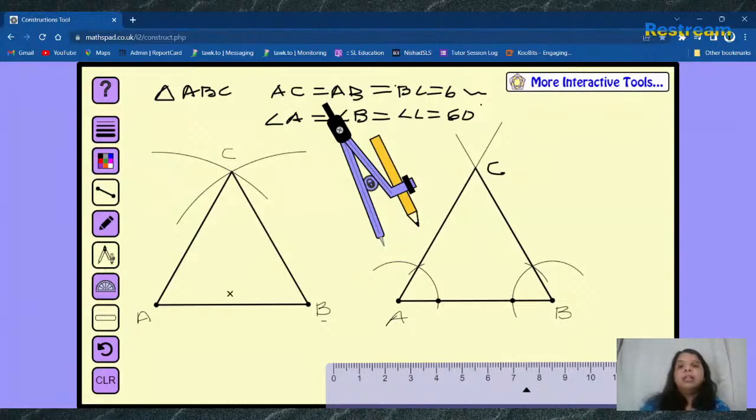So this is my construction of an equilateral triangle. So you can construct an equilateral triangle using either the sides. It's the easiest way to do it because you know all the 3 sides, or you can draw it using the 60-degree angles.